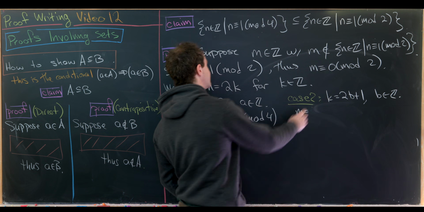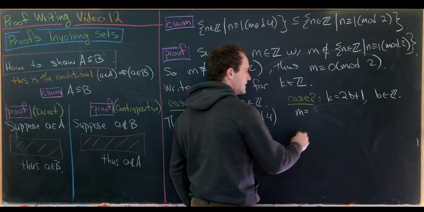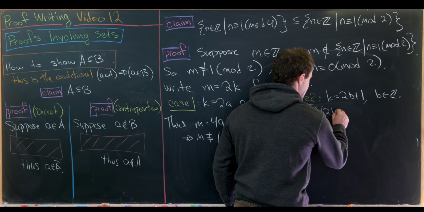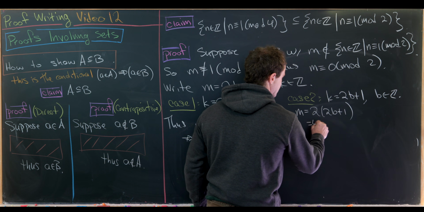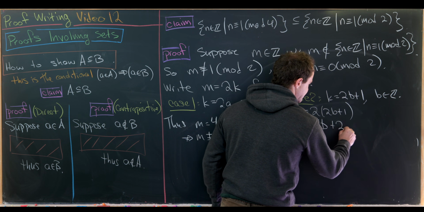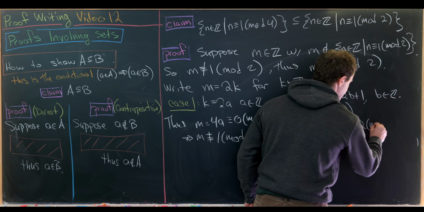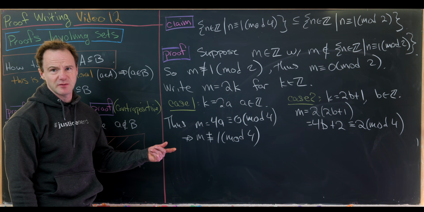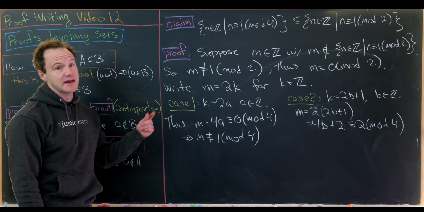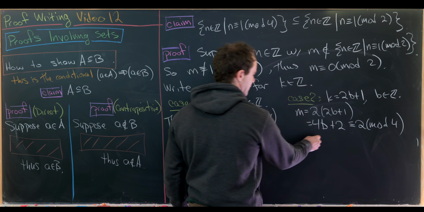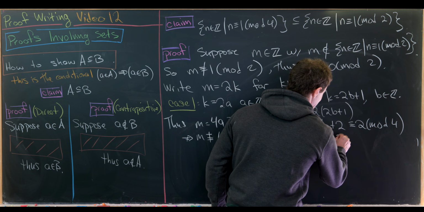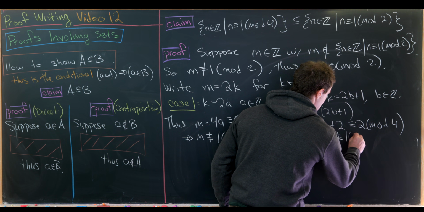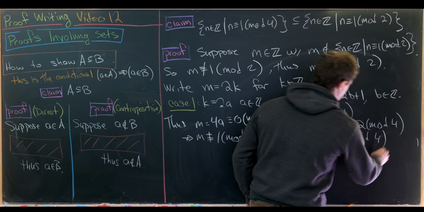But now plugging this version of k here, we see that m is equal to 2 times the quantity 2b plus 1, which is of the form 4b plus 2, which is congruent to 2 mod 4. But being congruent to 2 mod 4 means that you cannot be congruent to 1 mod 4. So that tells us that m is not congruent to 1 modulo 4.